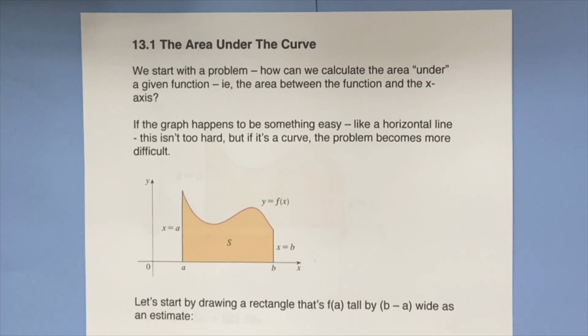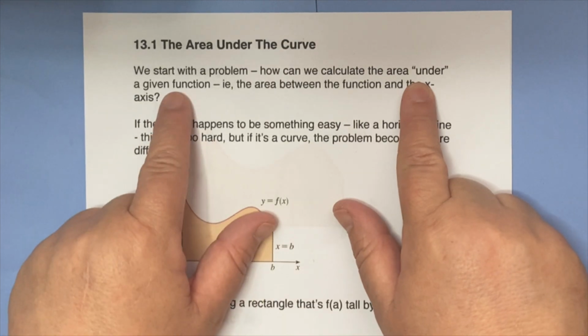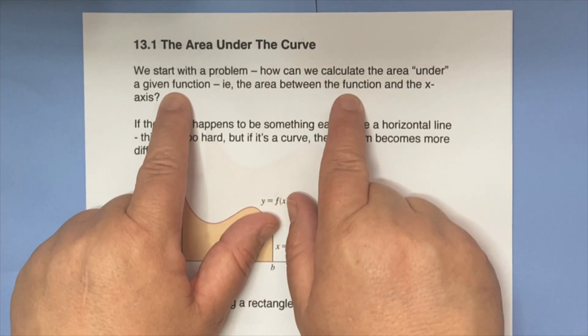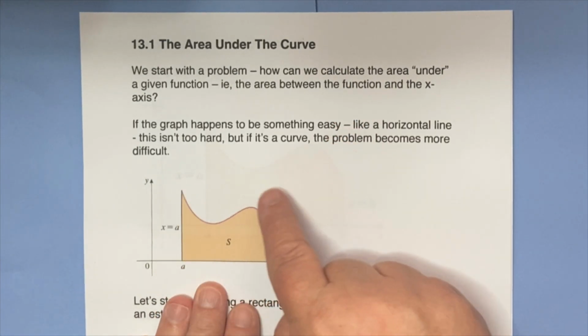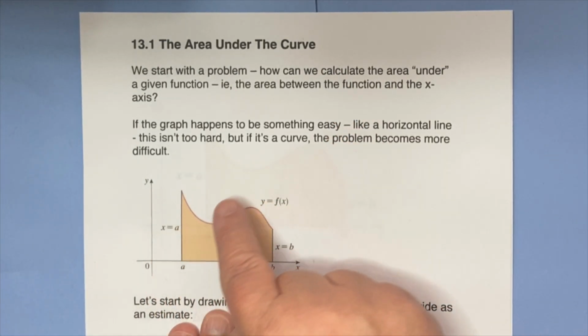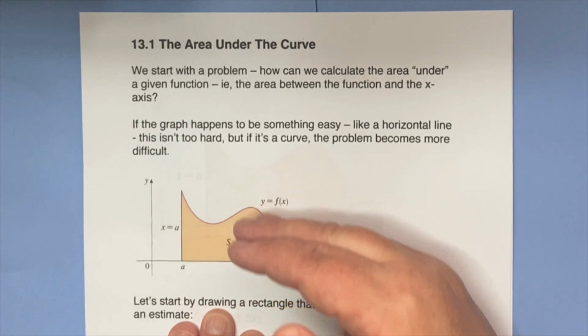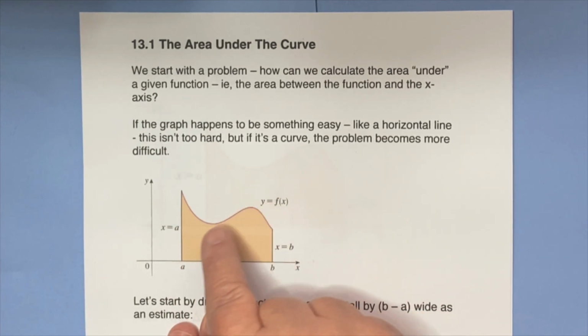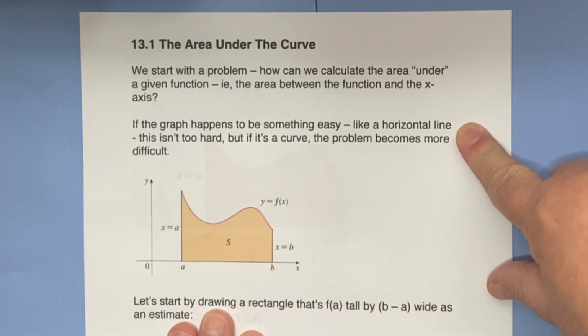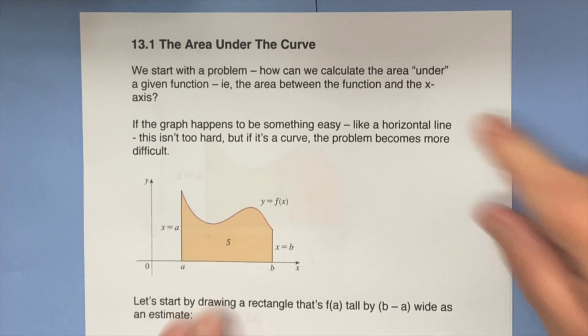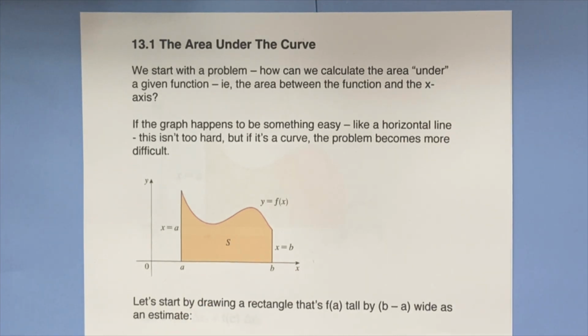How can we calculate the area under a given function, which is really the area between a function and the x-axis? And I've drawn a little picture here. So if f of x is this little curvy bit, then it's everything between it and the x-axis. So it's this little wiggly piece. If the graph happens to be something easy, like a horizontal line, it's pretty easy to do it using geometry. But if it's curvy like this, the problem becomes more difficult.